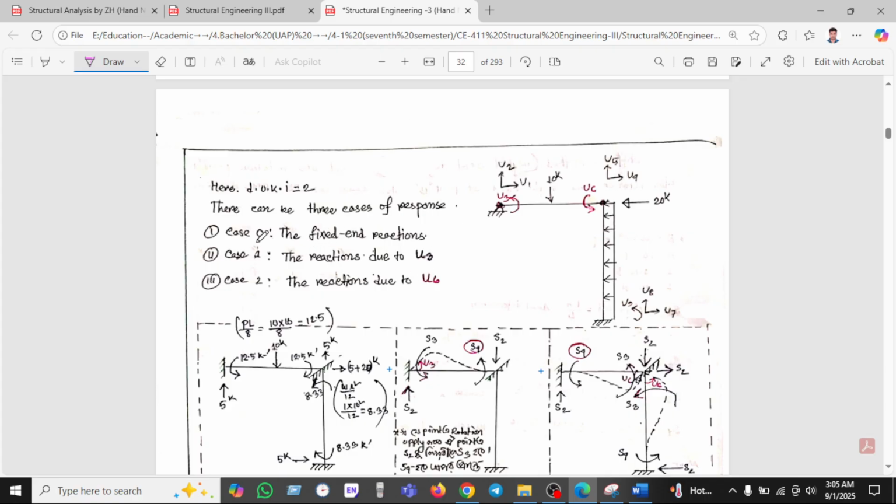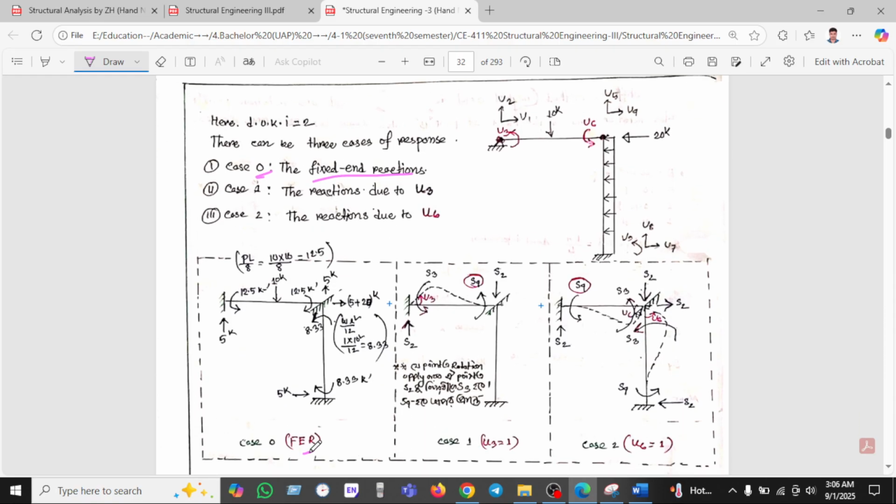So case 1, or we can say case 0, is the fixed end moment reaction. This is the fixed end moment reaction. Case 1 is the reaction due to U3. This is U1, U2, U4, U5, U7, U8. This is U3 for rotation, so U3. And case 2 is the reaction due to U6. This is U6, so case 2.